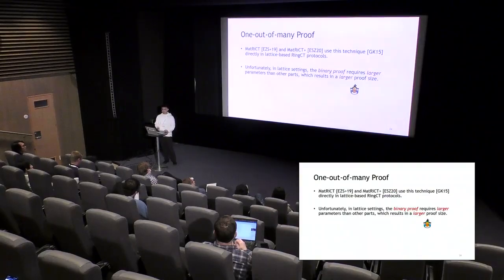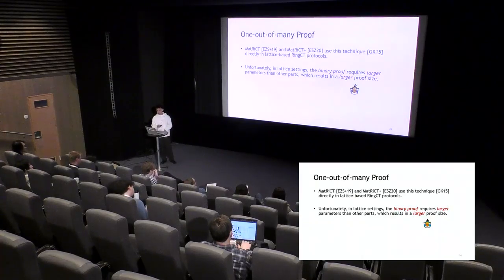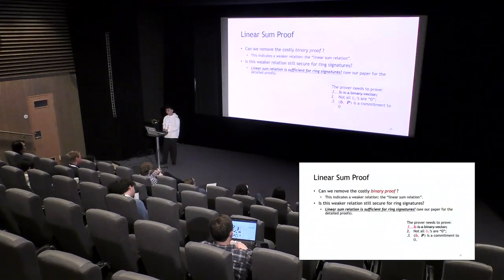Previous works just use the one-out-of-many proof technique directly in the lattice-based RingCT. But we found that in the lattice setting, the binary proofs require larger parameters than other parts in the one-out-of-many proofs, which results in a larger proof size. So our motivation is: can we remove the binary relation here? The answer is yes.